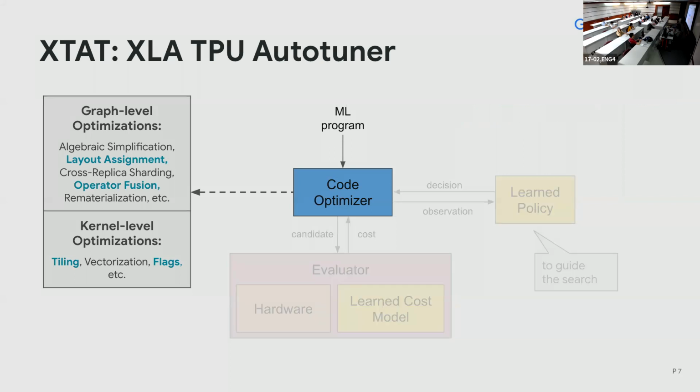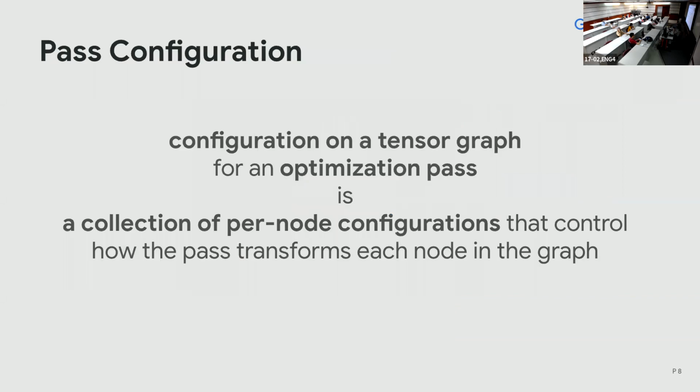The first one, let's understand how we define the search space for these different optimizations, which is really important because it dictates how fast you can converge to a good solution. We first define a pass configuration for the optimization pass that we're interested in. The configuration is specific to the tensor computation graph. In particular, a configuration for a graph is a collection of per-node configurations, which then control how the compiler or the pass transforms the graph.